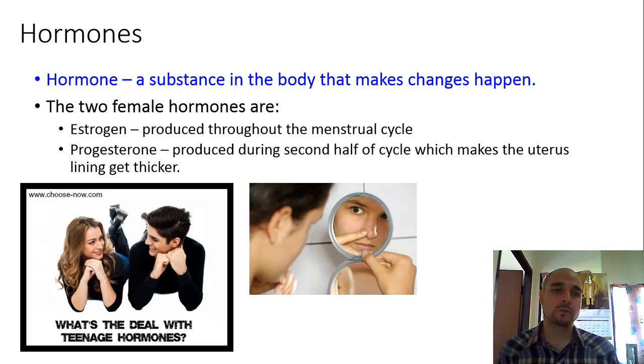Hormones. A hormone is a substance in the body that makes changes happen. Okay, now the two main hormones in women are estrogen and progesterone. Now, estrogen is produced throughout the entire menstrual cycle, but progesterone is produced during the second half of the cycle, which helps to make the uterus lining get thicker. Okay. Hormones are released into the blood.